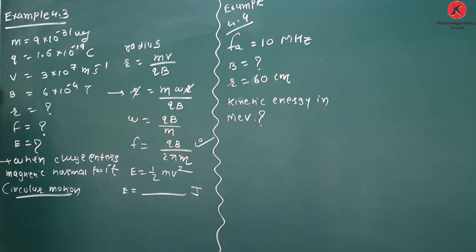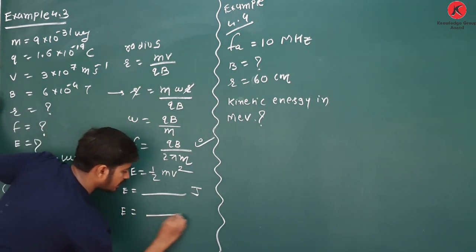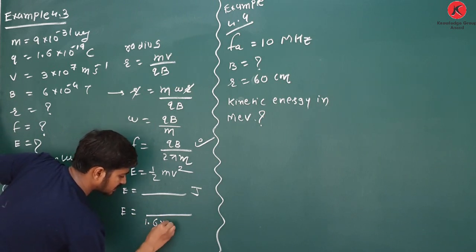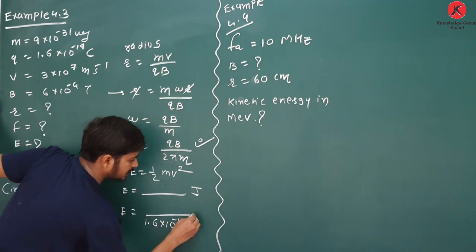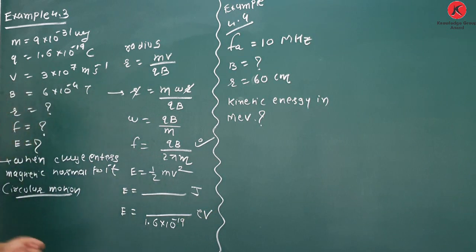To convert this joule into electronvolt, you have to divide your answer by 1.6 × 10^-19. Clear about this? So remember this point.